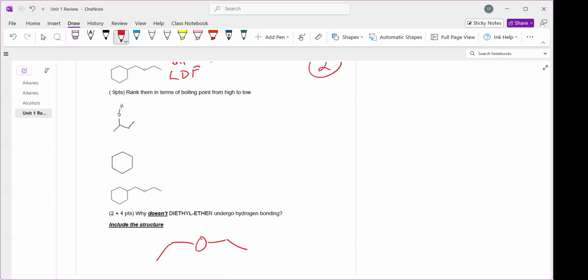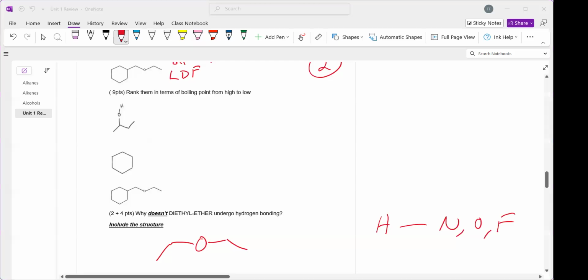By definition, hydrogen bonding is nitrogen, oxygen, fluorine. We never consider fluorine in the human body. It's not natural. Even though we add it to our drinking water, it's not natural.